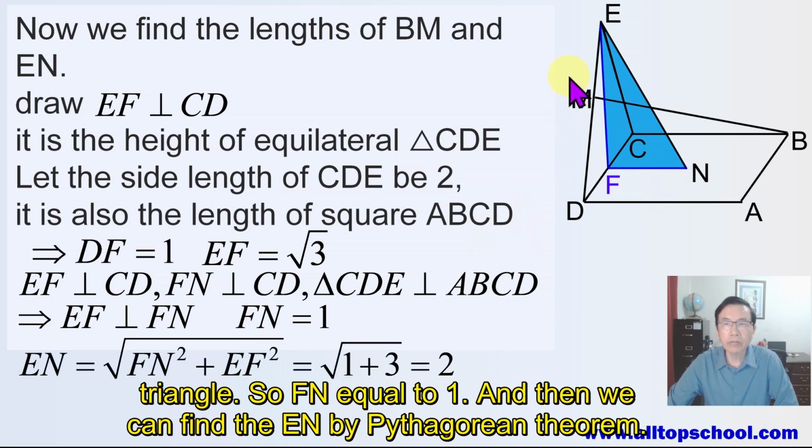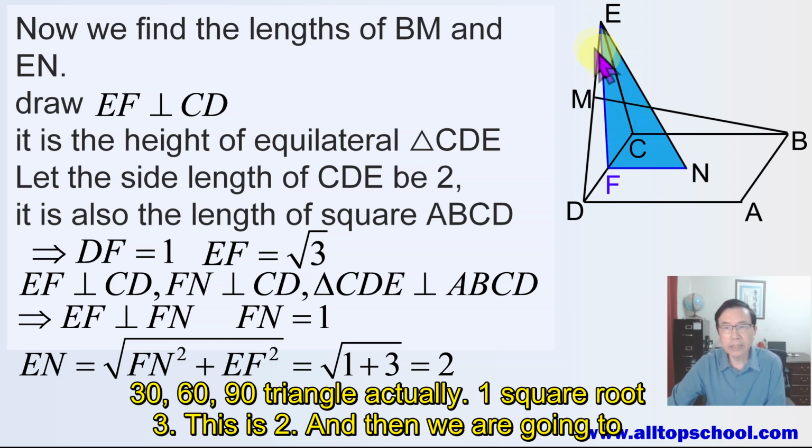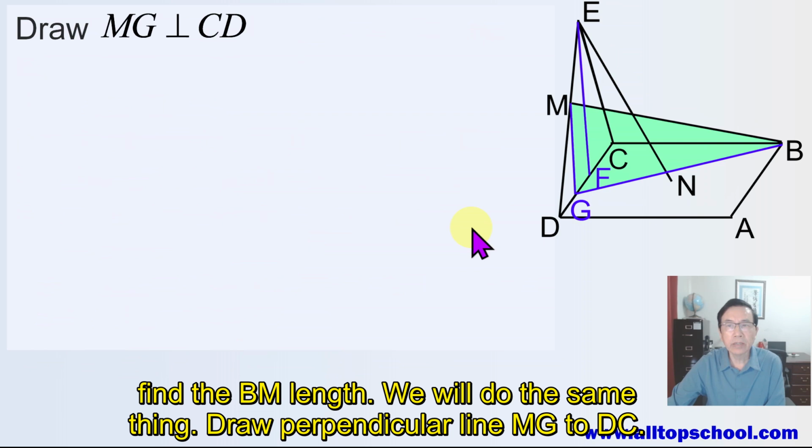And then we can find EN by the Pythagorean theorem. FN is 1, EF is square root 3, so EN equals 2. This is also a 30, 60, 90 triangle, actually: 1, square root 3, and this is 2. And then we're going to find the BM length.